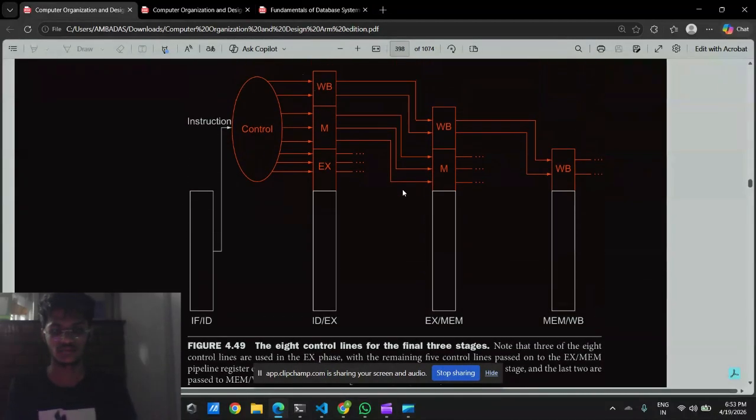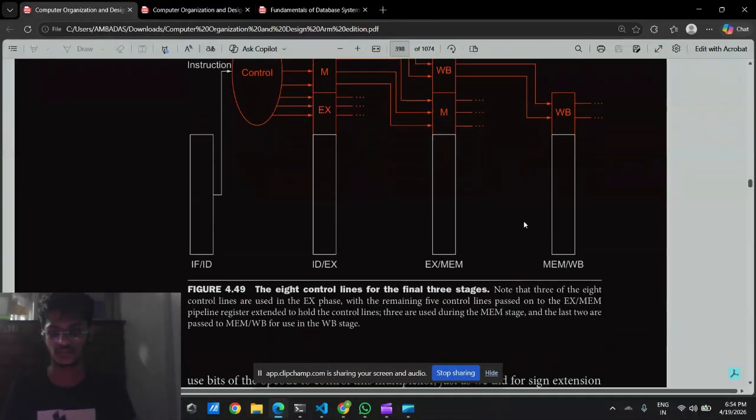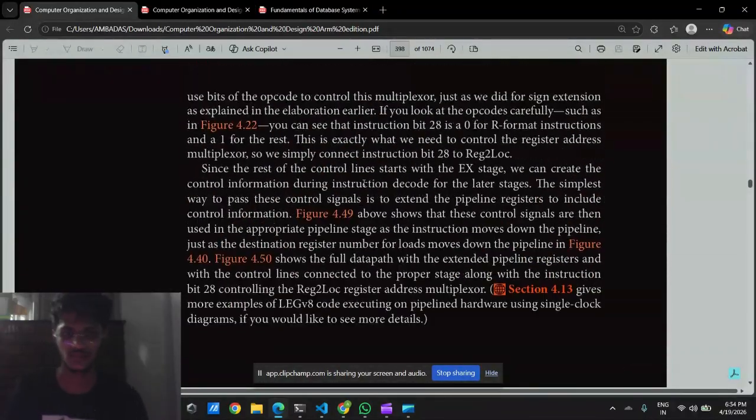The instruction then goes through the control, and basically three of the control lines are used in the ID/EX stage and the rest are passed. So this happens. It's like this. Let's move on.